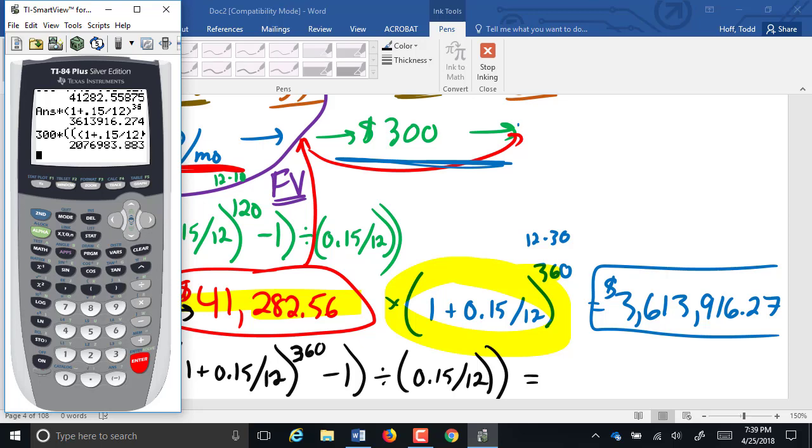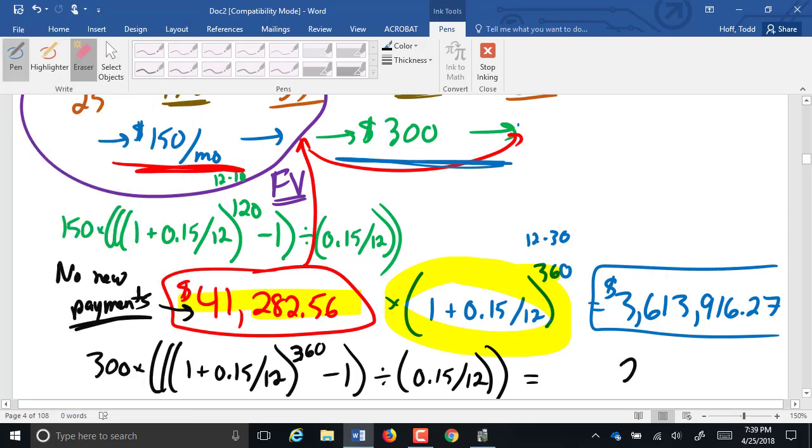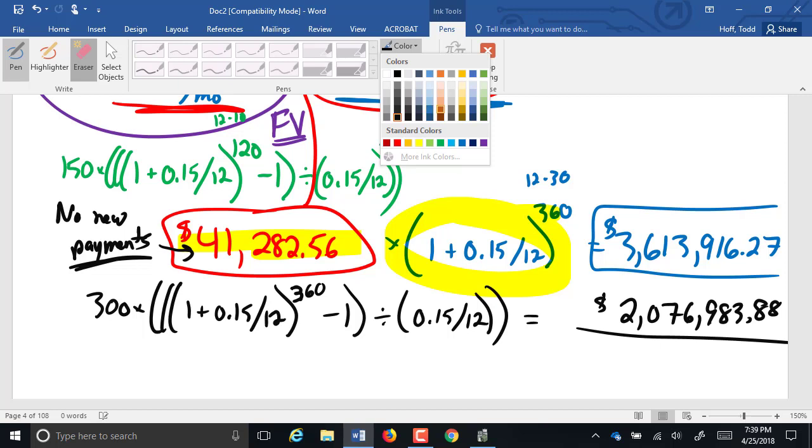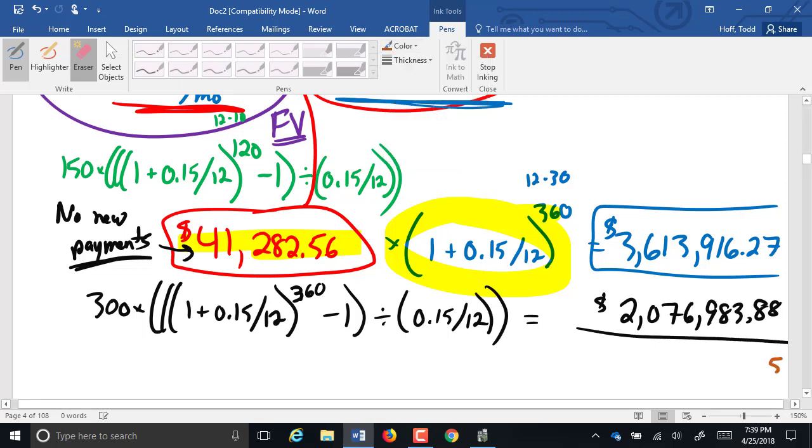I'm getting 2,076,983.88. So we add those up. $5,690,900.15.